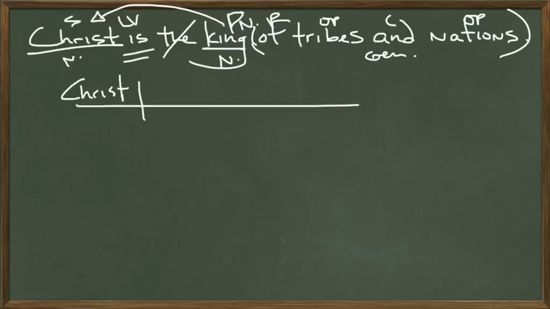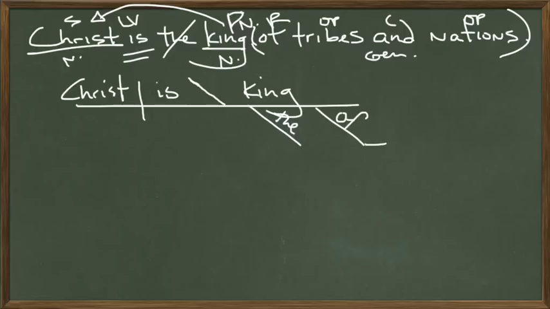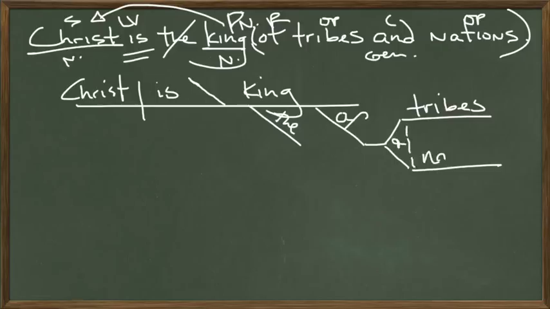Christ is on the subject side, is on the verb side, and when we have a predicate nominative or predicate adjective, we put a slant line to the main line and then add the predicate nominative or the predicate adjective. So Christ is the king of, that's where the preposition goes on the slanted line, and then the objects of the preposition usually go on a straight line here, but when we have two of them, then we have to split the straight line. So Christ is the king of tribes and nations.